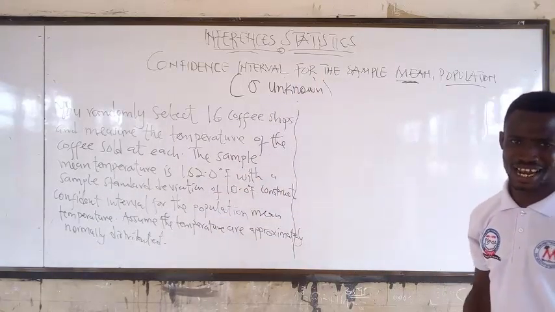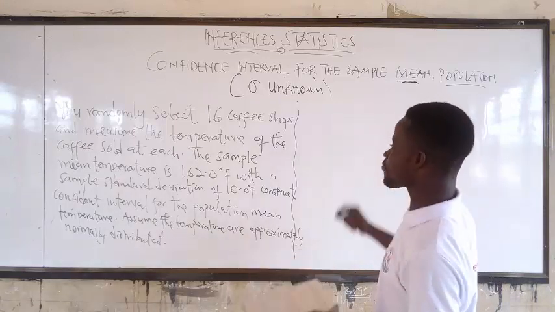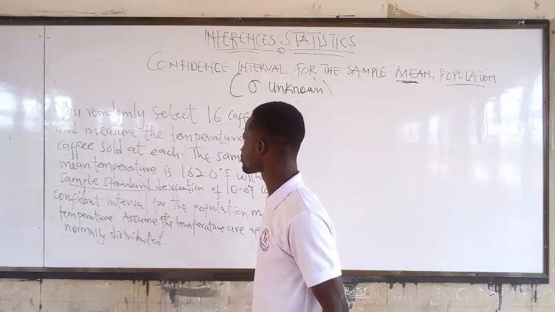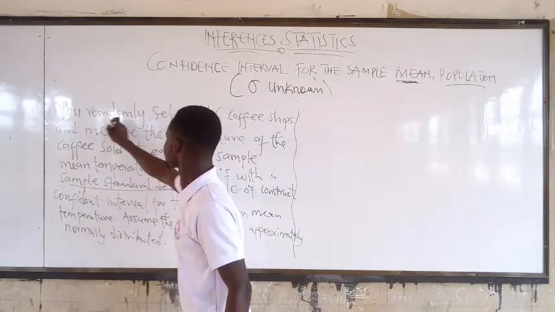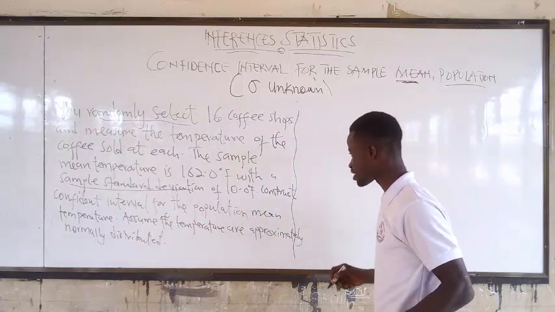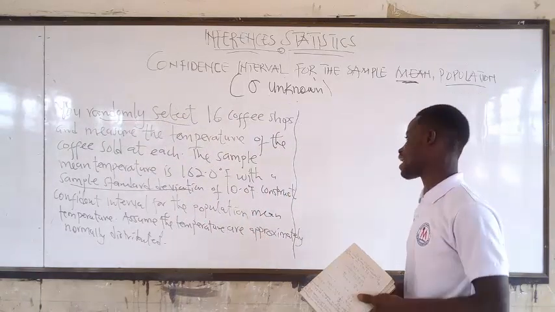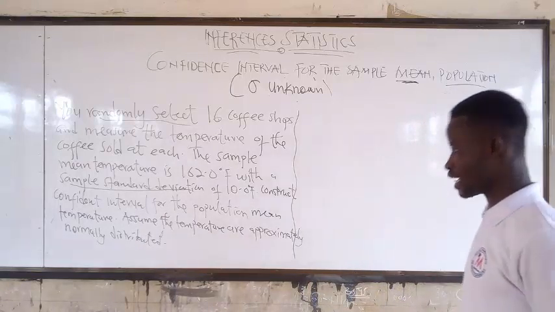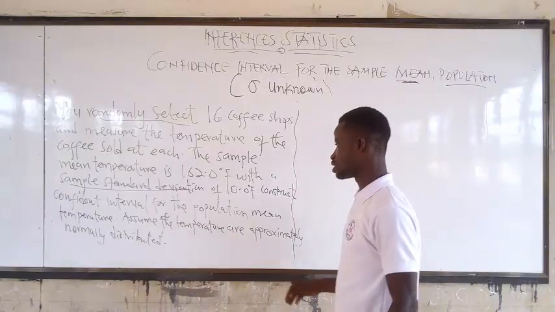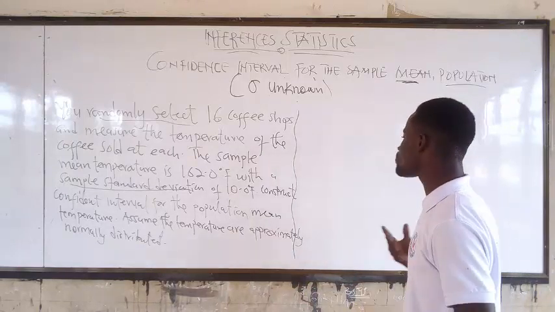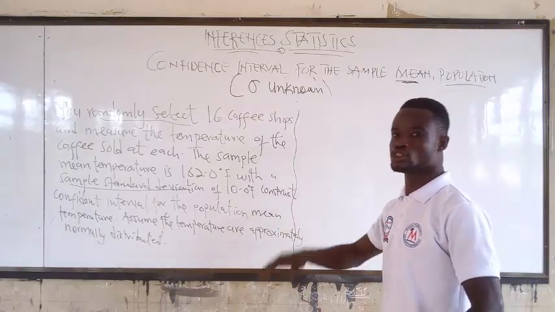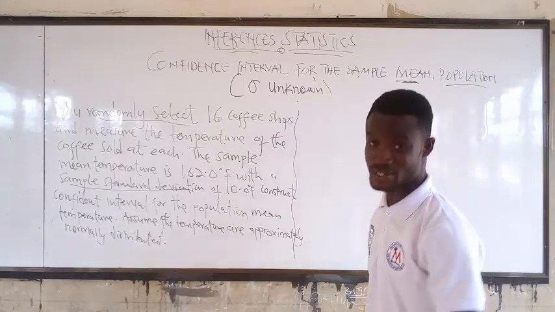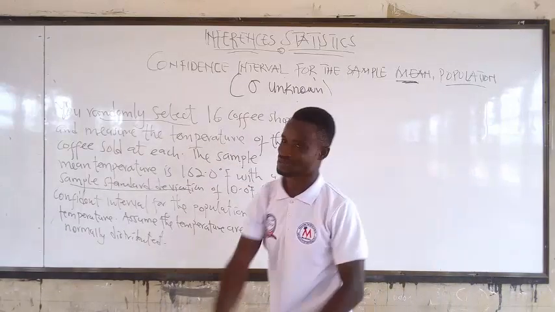with a sample standard deviation of 10.0 Fahrenheit. Construct a confidence interval for the population mean temperature. Assume the temperatures are approximately normally distributed. Alright, so now, let's forget about this topic.